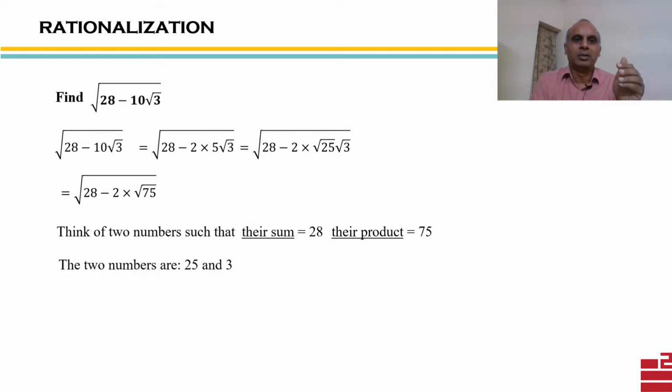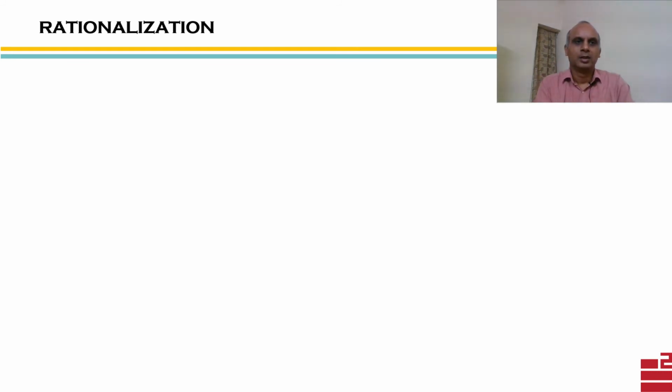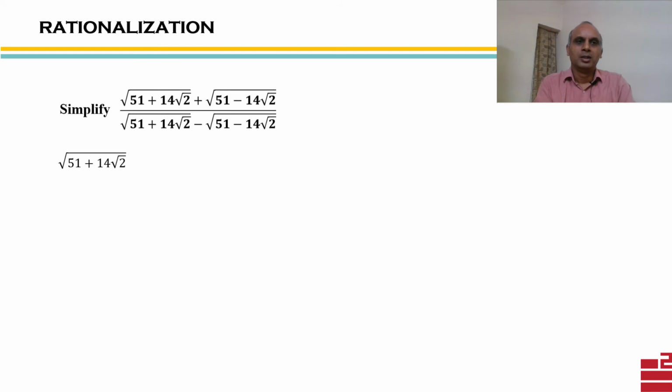And our two numbers are 25 and 3, and so our answer is root 25 minus root 3, which is 5 minus root 3. Let us see one more problem. We have to simplify this expression.